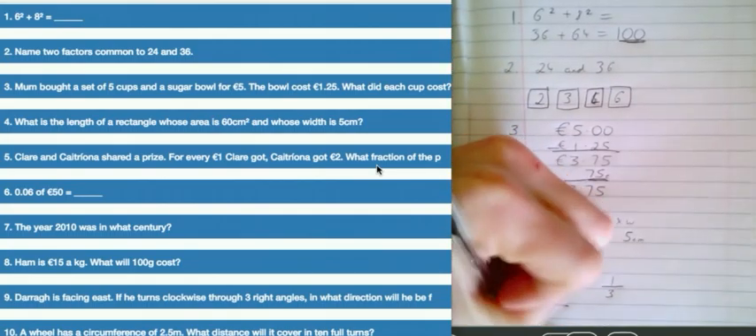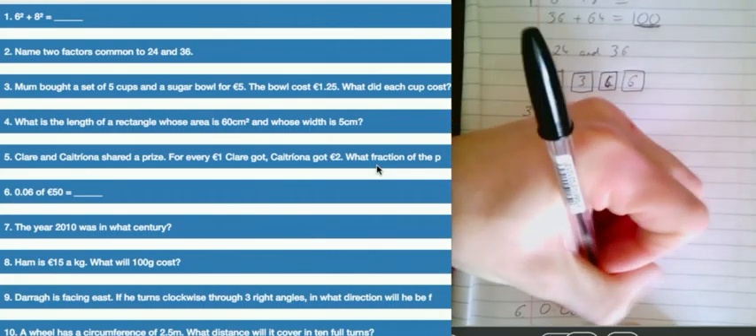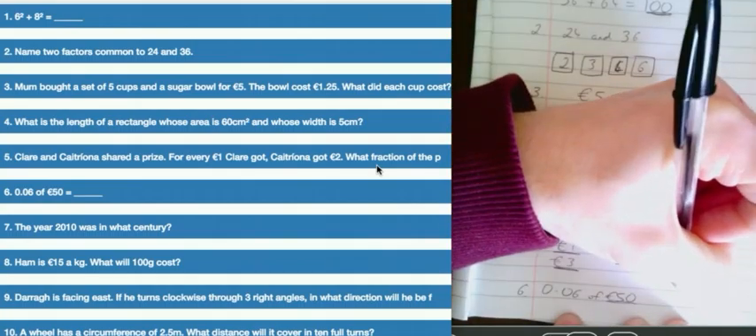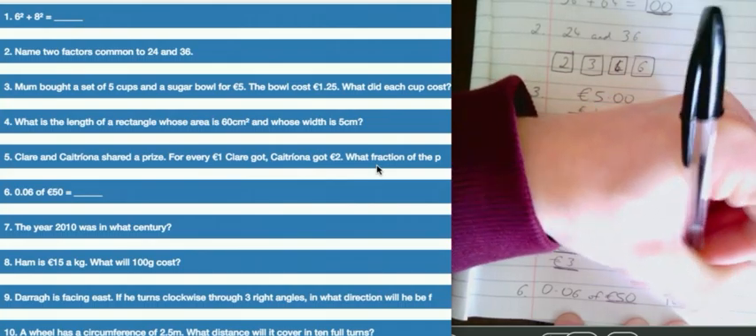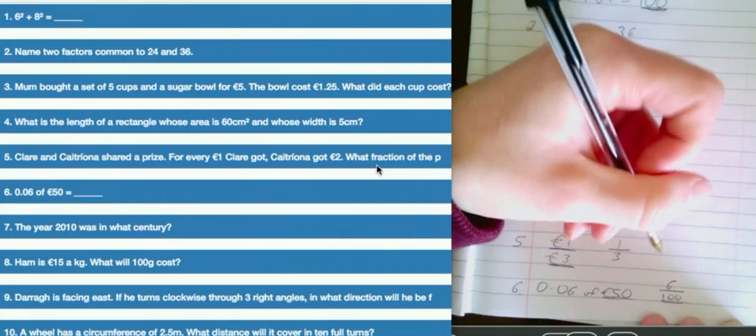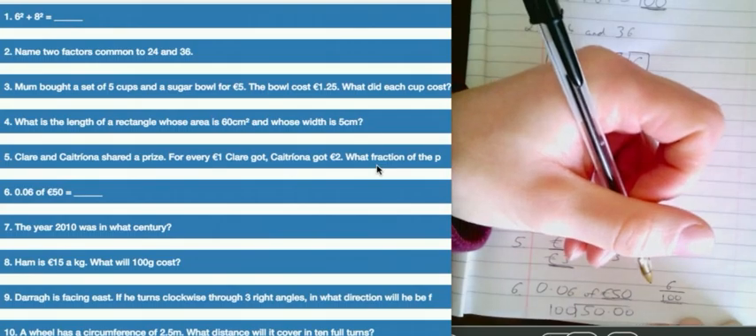Question 6. 0.06 of €50 equals what? So again, change 0.06 decimal into a fraction, and you get 6 over 100. And then use our rule, divide the bottom, multiply the top. You divide €50 by 100, it's 50 cents, and multiply by 6, your answer is €3. So question 6, €3.